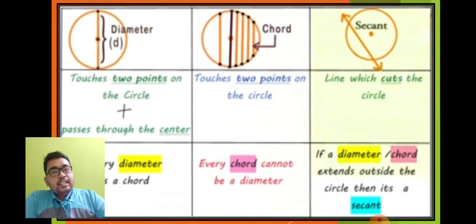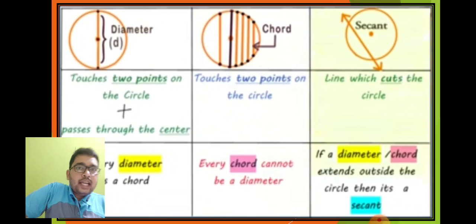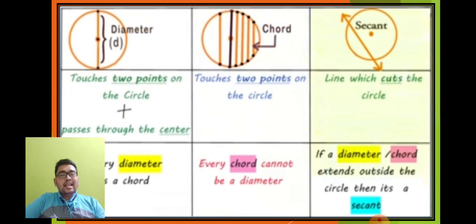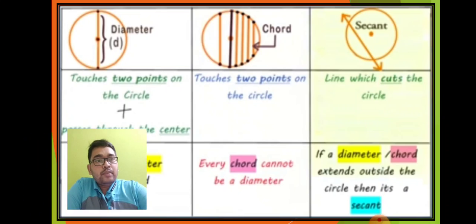Now I have to explain some more differences, like diameter, chord and secant. Tangent I have not taken, but it is not in your class. These three are in your class, so here is the major difference. What is the major difference? A diameter is a line segment which intersects the circle at two different points, and a chord also touches two points on the circle. So what is the difference between chord and diameter?